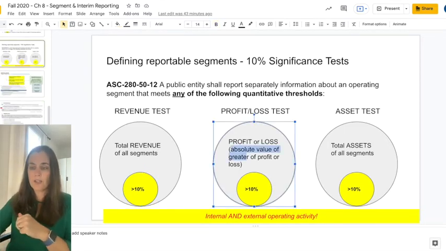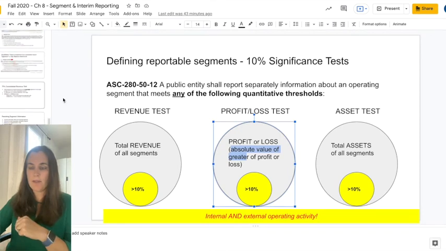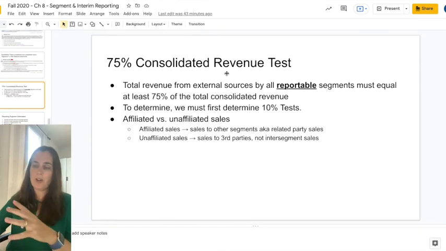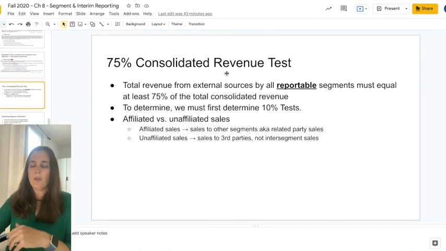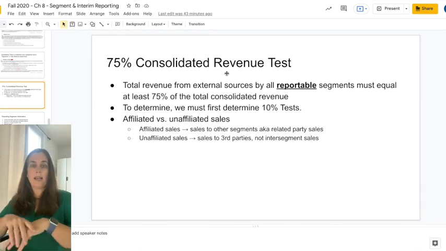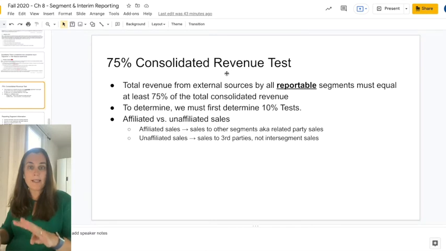Final note, in addition to the 10% test, there is a consolidated revenue test, called the 75% consolidated revenue test. That's going to look at overall revenue and run you through a final test. So there are 4 tests in total that companies have to step through: the three 10% significance tests and the 75% consolidated revenue test.